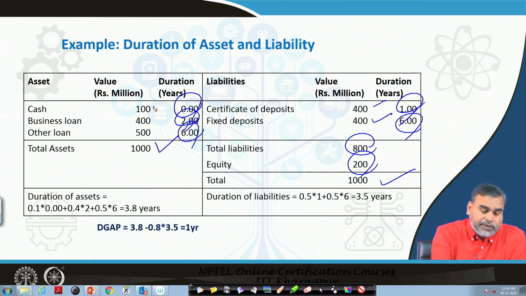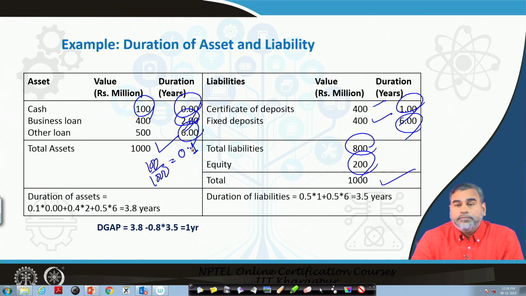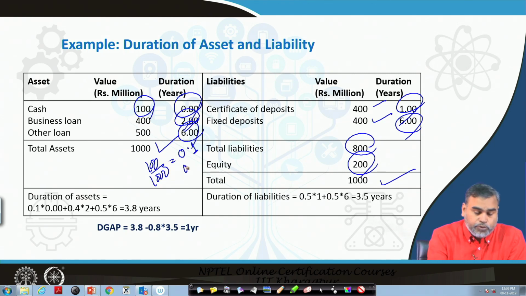Now, your cash is 100, then obviously what is the proportion? The proportion is 100 by 1000, so obviously it will be 10%, 0.1, right. Then we have the business loan which is 400, then it will be 0.4, which is nothing but 400 by 1000, and for other loans it is 500, then 500 by 1000, that is 0.5.